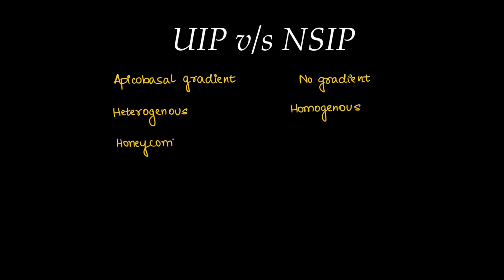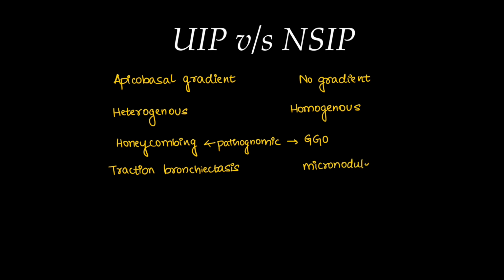Just to revise the difference between UIP and NSIP: UIP has an apico-basal gradient, NSIP has no gradient. UIP is heterogeneous opacities, here it is homogeneous. Honeycombing is classic for UIP, pathognomonic, and GGO is pathognomonic for NSIP. UIP has traction bronchiectasis, NSIP has micronodules.